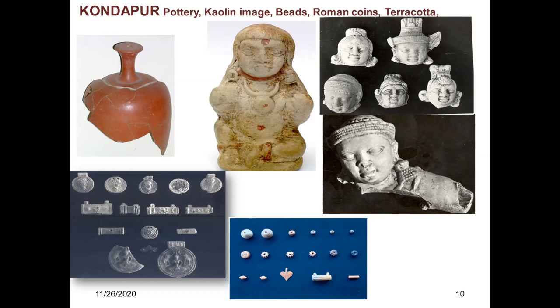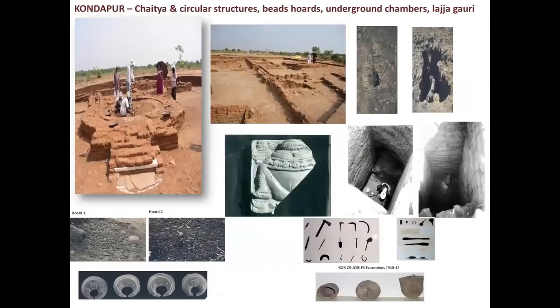I've just given a sampling of some of the beads, but in the next slide you will see how Yazdani found them in hordes. Take a look at these images of the 1942 excavation. The beads were found in large numbers. These were the underground chambers he excavated. What were these underground chambers? Were merchants putting all their wares in these underground chambers? Then there are these furnaces to make iron tools, crucibles of iron over here.